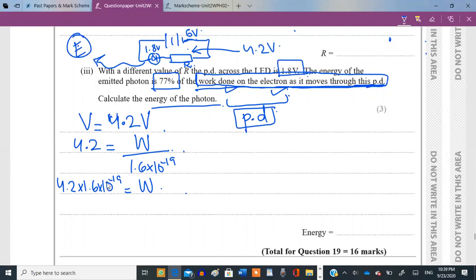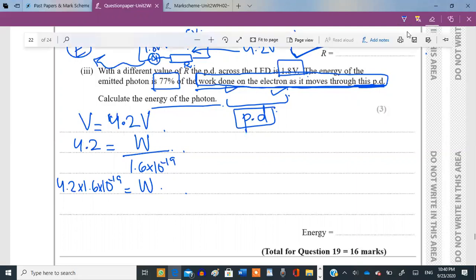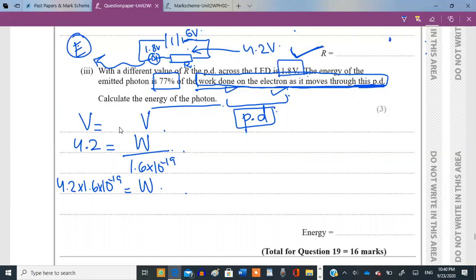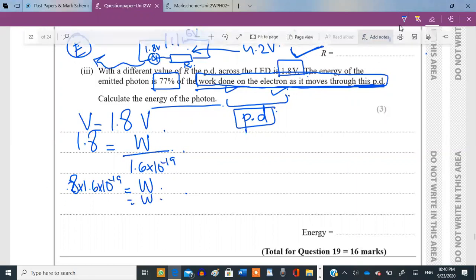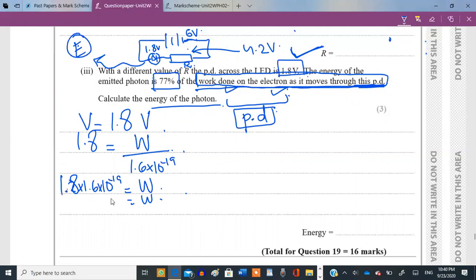Actually wait, this is the work which is done. The energy of the emitted photon is the work done on the electron as it moves through this potential difference, as it moves through 1.8 volts. Not through 4.2, as it moves through 1.8 volts, this potential difference, right? This one, 1.8 volts. You have to consider that in your calculations, not the 4.2. The work done is going to be 1.8 into 1.6 raised to the power minus 19. What's the answer to this? Can you calculate this value, please?